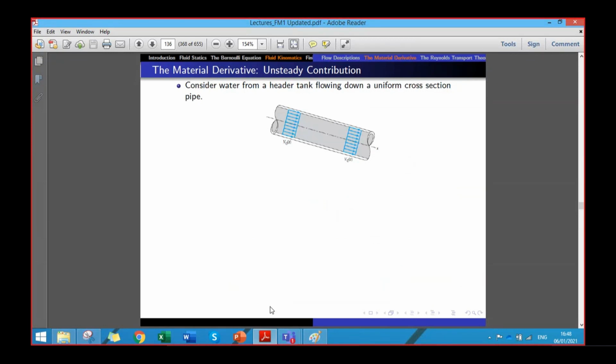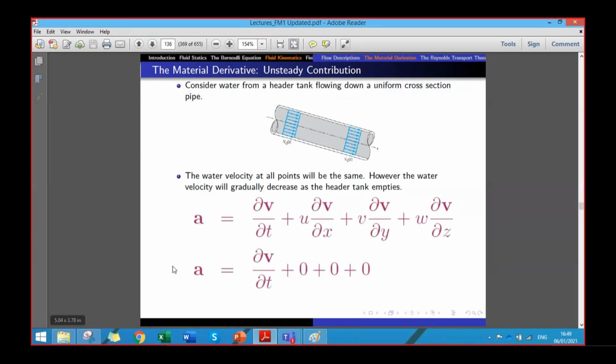Consider water from a header tank. Let's say this is a header tank and the water is flowing in this pipe. The cross section of this pipe is fixed, so there will be no change in velocity with respect to change in length. If I write the acceleration field for this, with change in x, y, and z there is no change in velocity, which means velocity is constant with respect to x, y, and z. So if it's constant, these terms will be 0. The spatial contribution will be 0.